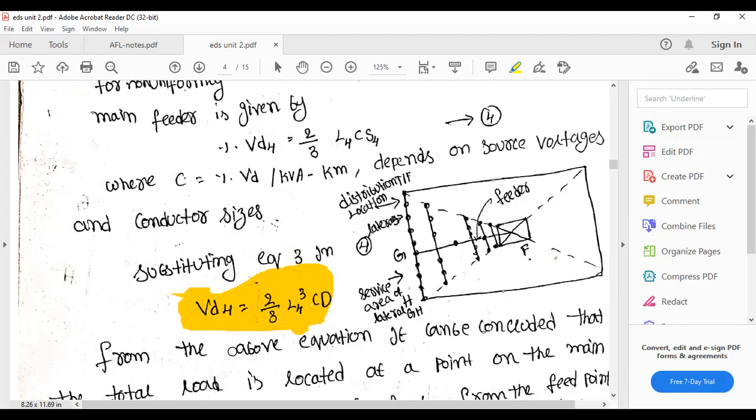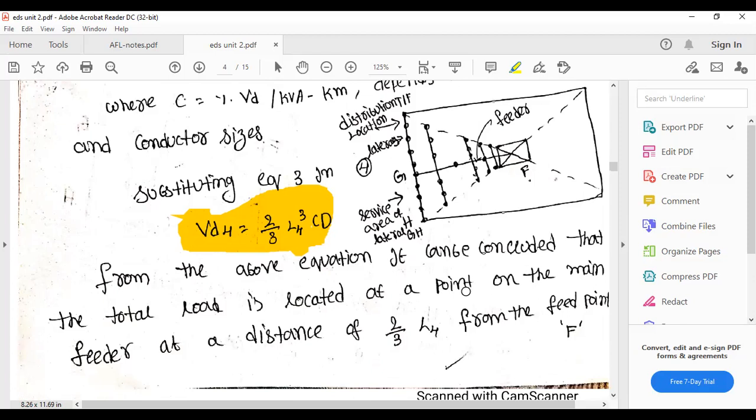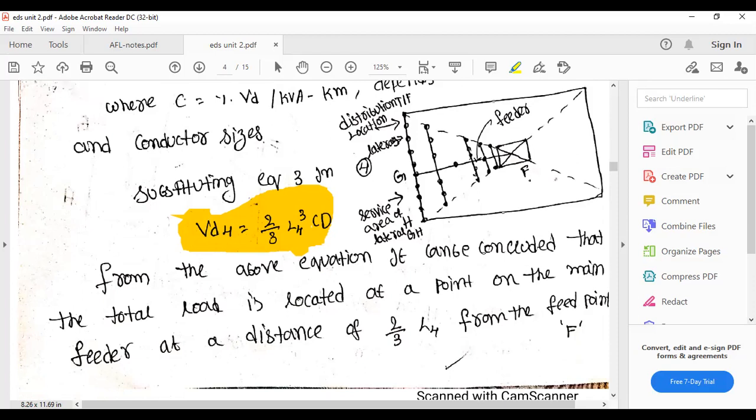Okay, this is the equation, from which it can be concluded that the total load is located at a point on the main feeder at a distance of 2/3 L4 from the feeder point F. Okay, this is the selection for the rating of a distribution substation. Next class.